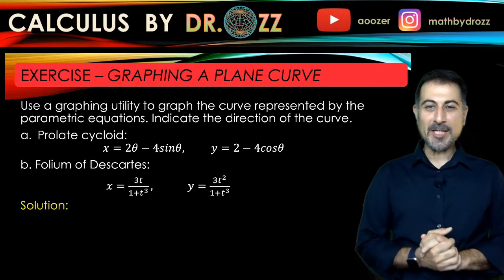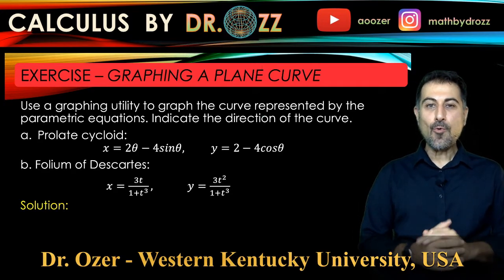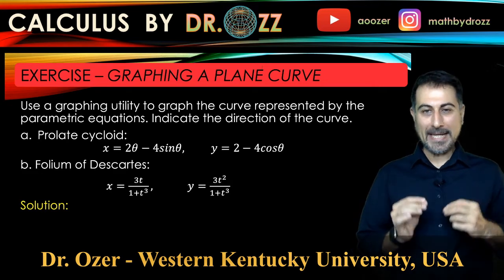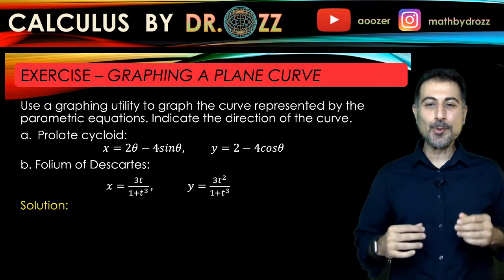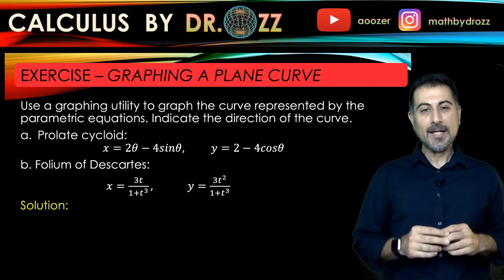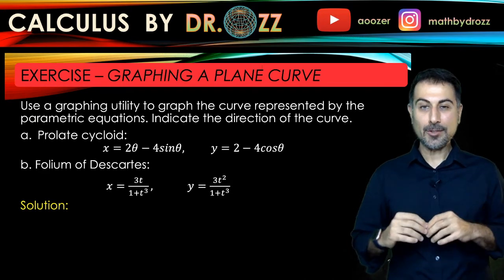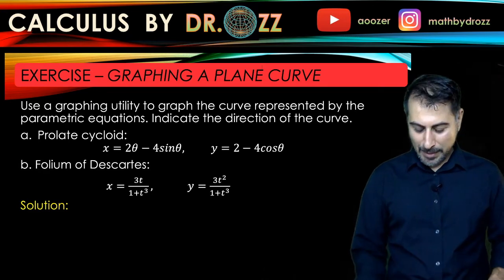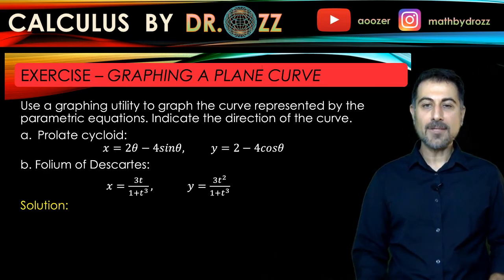Today we're going to go over an exercise where we're going to graph two special plane curves. One is called the Prolate Cycloid, and the second one is called the Folium of Descartes. Again, these are two special plane curves of calculus. And let me just give you some hints about the graphs of these functions.